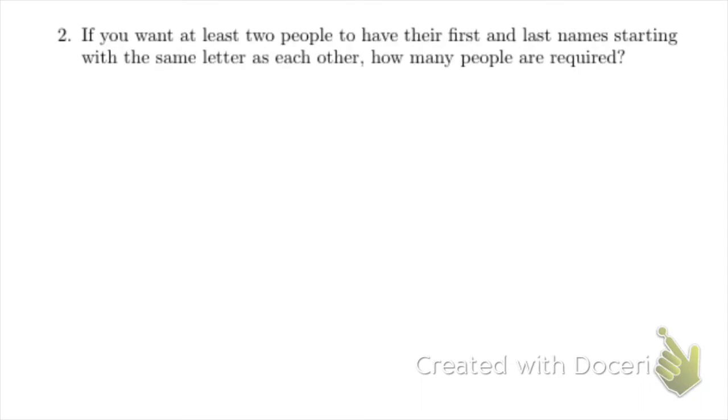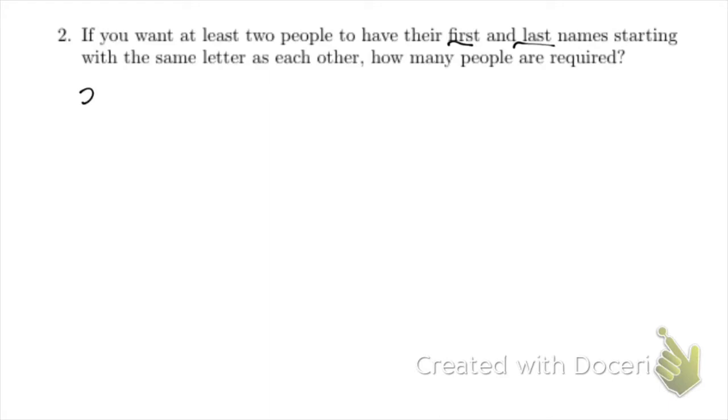Our second problem here is much the same as the first problem, but in this case we're going to have way more pigeonholes, because this time we need their first and their last names to start with the same letter. Okay, so every possible combination of the first letter of the first name and the first letter of the last name, every single one of those combinations is going to be a different pigeonhole. So how many combinations are there?